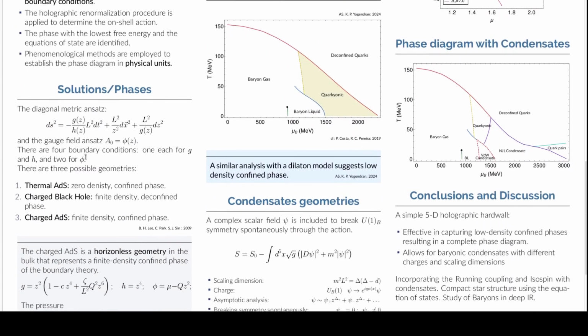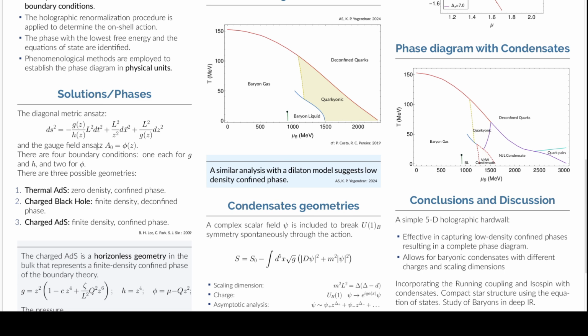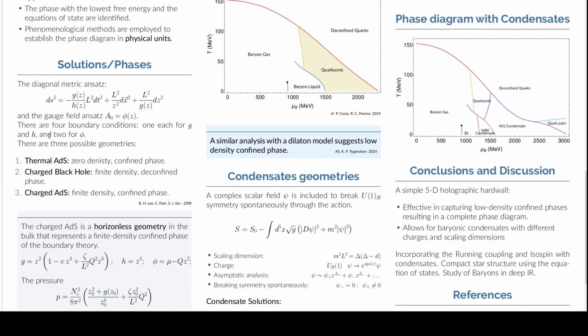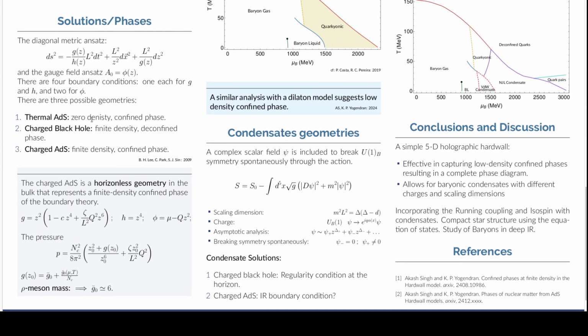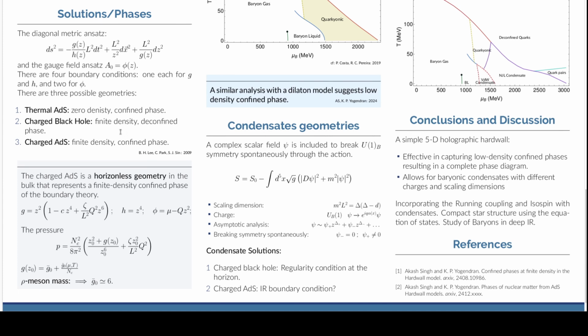Phases and solutions. With this diagonal metric ansatz and gauge field configuration, the model identifies 3 geometries. Thermal AdS, which is a confined phase but has zero density. Charged black hole is a finite density deconfined phase. These two geometries have been studied extensively in the literature.